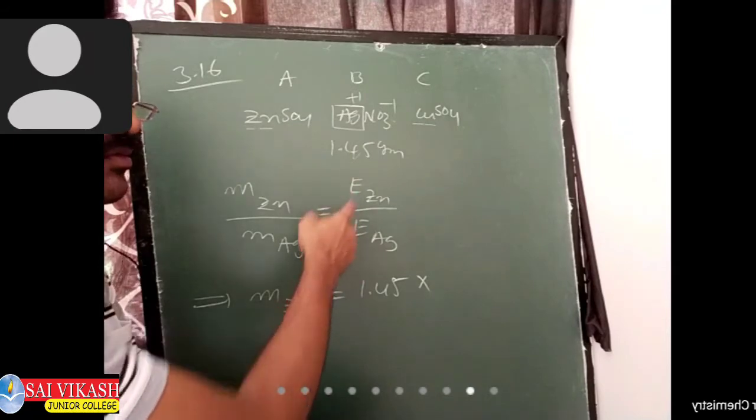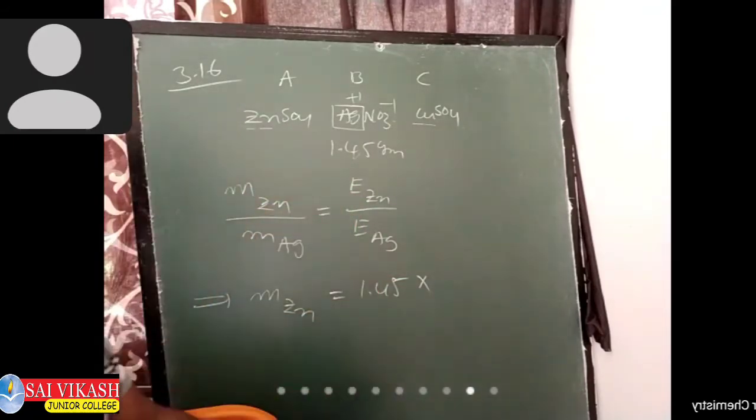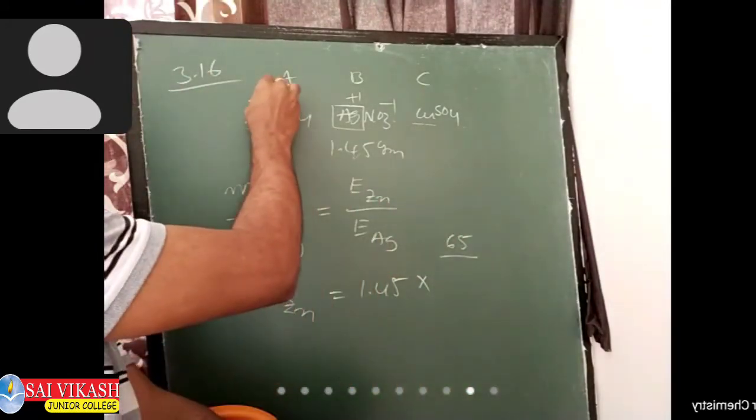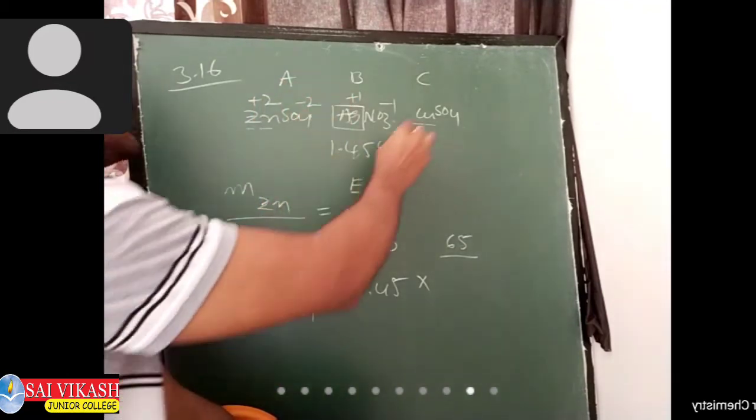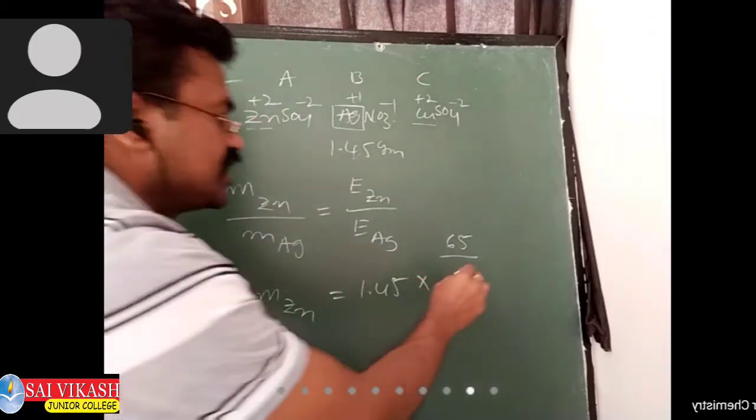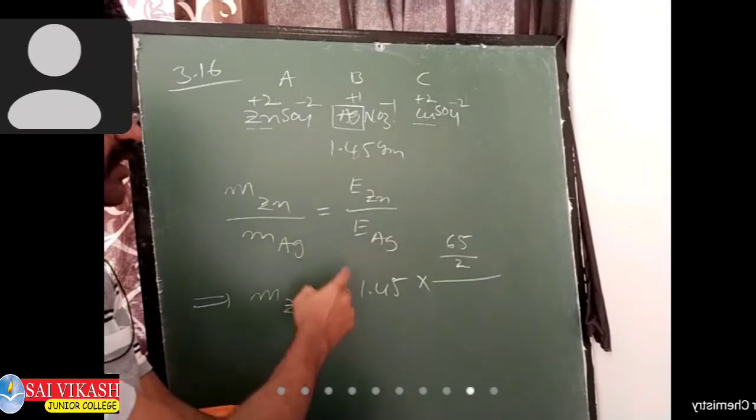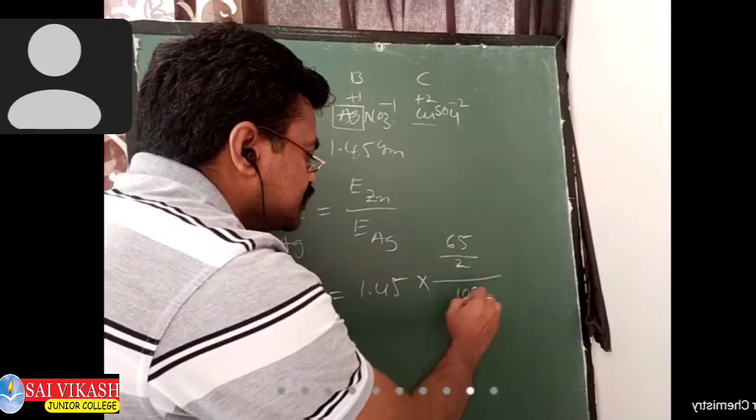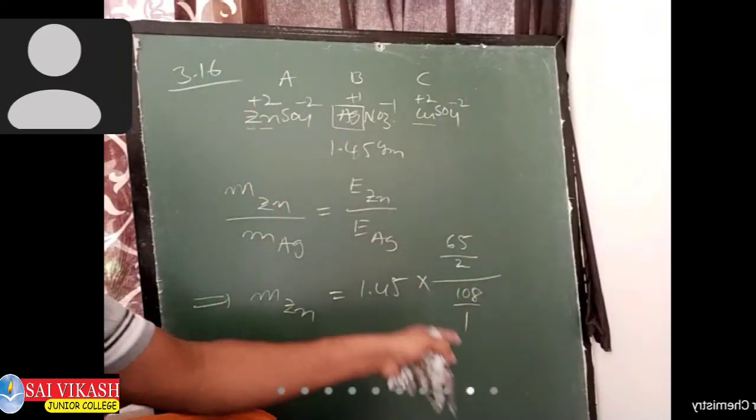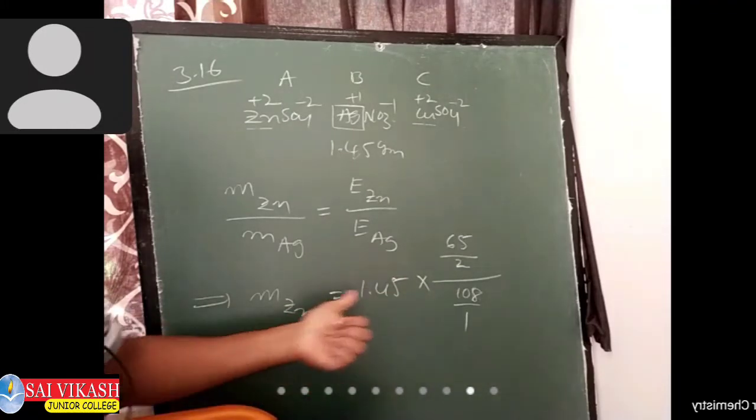Equivalent weight of zinc means here also atomic weight by valency. Atomic weight of zinc 65 by valence of zinc. Zn2 plus there, SO4 2 minus. Here also copper 2 plus, SO4 2 minus. So here zinc valency 2 divided by equivalent weight of the silver. So we know that 108 by 1. Its atomic mass 108, valence is 1. So if you simplify this, you'll get the mass of zinc. Will you do it, this calculation part?